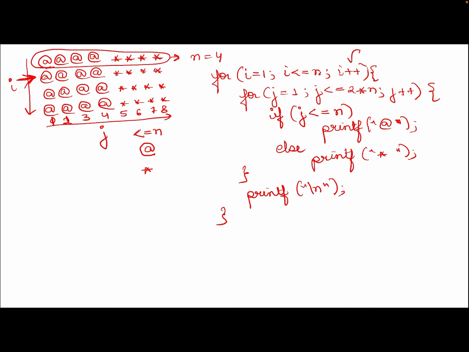Again, it will check the condition. Here i is 2 and j will be executed 1 to 2n times, that is 8 times, and the same condition will be repeated and we will get this pattern. I hope things are clear so far, okay.